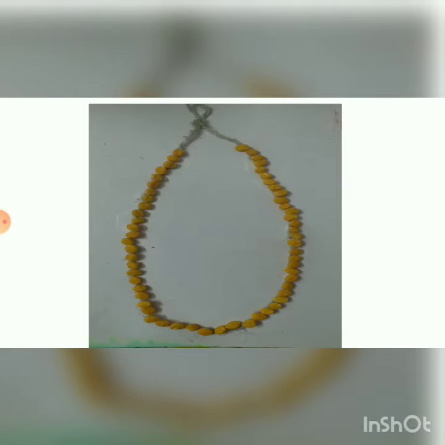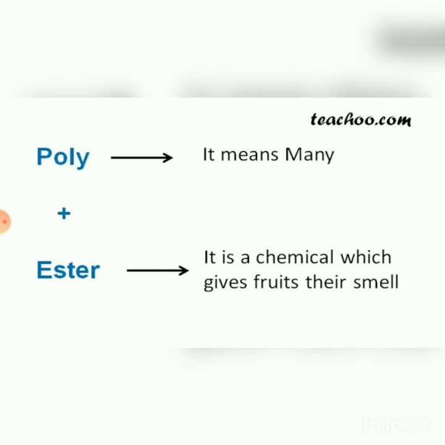So this is what you have to do. These materials are easily available at home. If beads are not available, then you can use the seeds of the chana dal and you can form a necklace like this. Now, having discussed the formation of polymer, today I'm going to discuss the next synthetic polymer, and that is polyester.